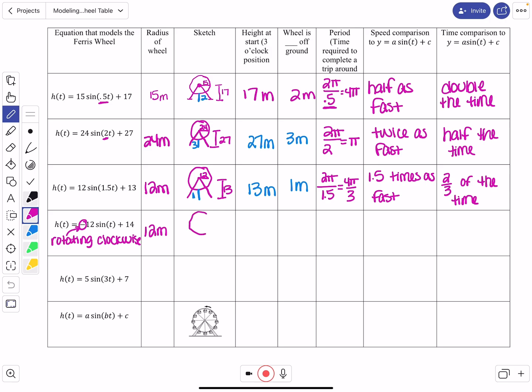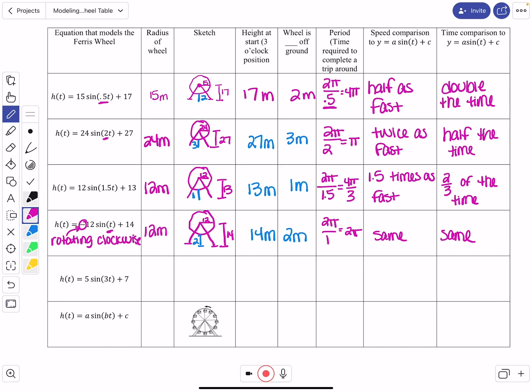So my picture is still going to be the same. All right, my radius is still 12. My total height is 14. My distance off the ground, that would be a 2. Okay, so now when I divide, I would do 2 pi divided by 1, because my t here is just 1, so that's just 2 pi. And this time there was no change. This is going to stay the same. The speed stayed the same. The time stayed the same.